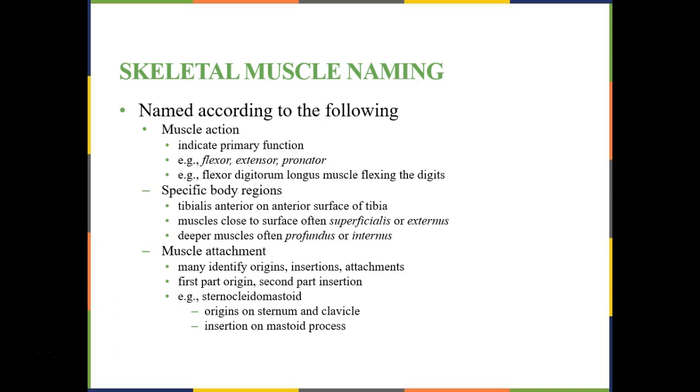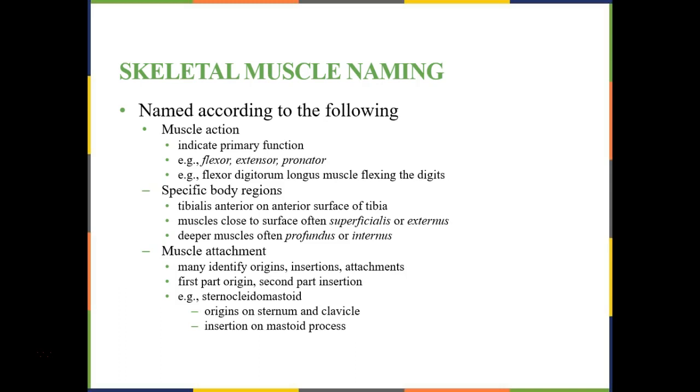So a muscle action is like flexion or extension. Examples, we have flexor digitorum, a flexor muscle of the digits. It causes our digits to flex. Pronator muscle causes our arms, our hands to pronate or to turn prone. Extensor digitorum causes our fingers, our digits, to extend. So those are examples of muscles named for their action.